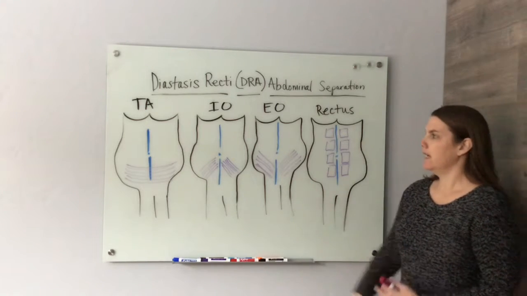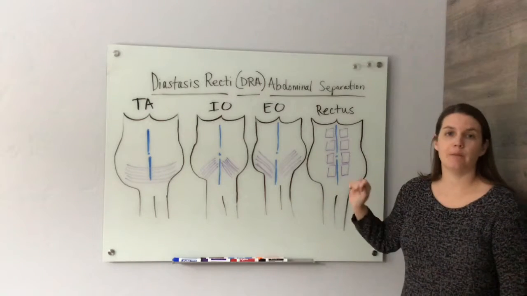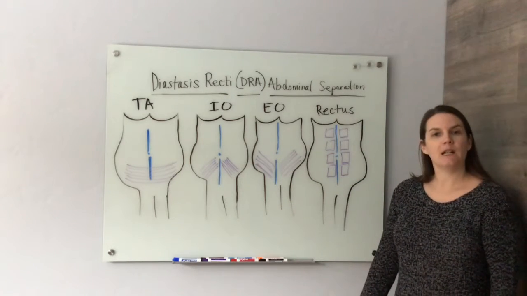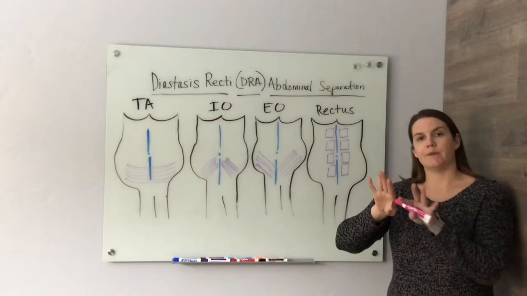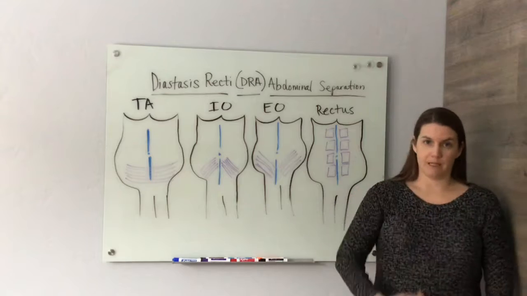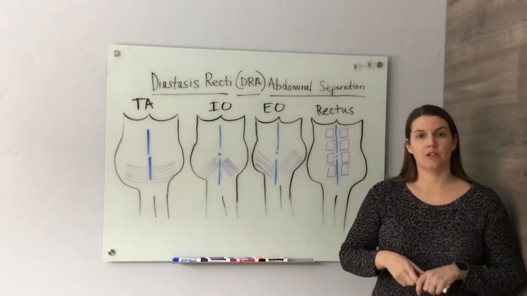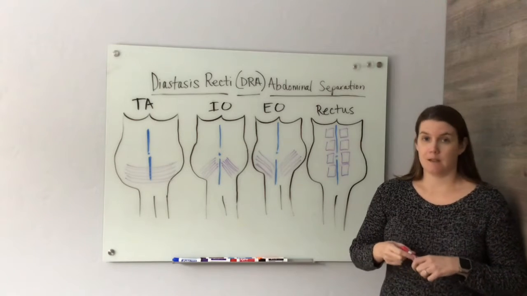So I'm gonna start here. You have 4 layers of abdominals that contribute to that linea alba. What I mean by that is they all insert on that linea alba. So the place where they end is that piece of tissue. They are all attached and pulling on that piece of tissue depending on how you're moving and standing.